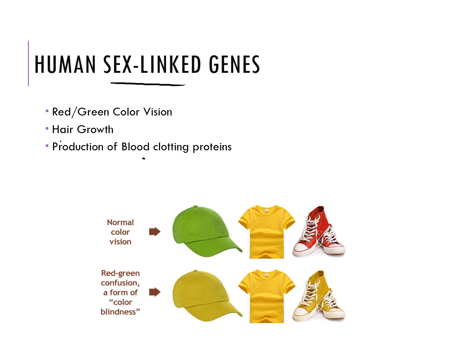Another sex-linked gene would be hair growth, where the dominant allele would be normal hair growth, and the recessive allele would be male pattern baldness. And we call it male pattern baldness, even though it's on the X chromosome, because it happens more frequently in men. Just like red-green color blindness is more frequently seen in men. And then the final one would be production of blood clotting proteins, which would be the normal allele, and then the recessive allele would give you hemophilia.